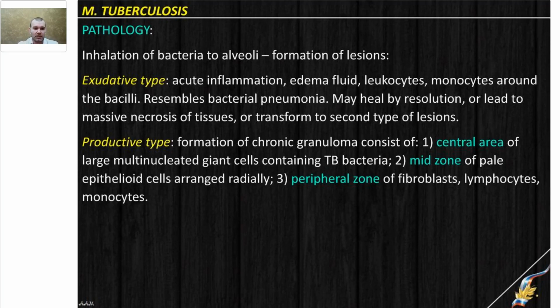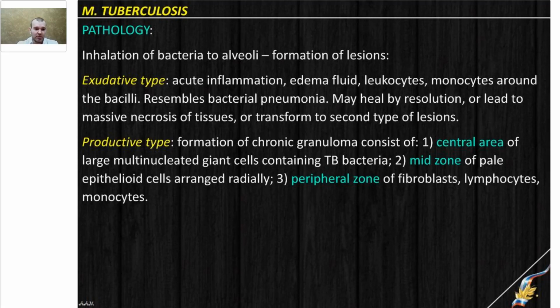The first one is exudative, an acute type of inflammation when a lot of edema will develop, fluid will accumulate, and immune cells will migrate after infection with the mycobacterium. And actually, that type of inflammation resembles regular bacterial pneumonia with corresponding symptoms.